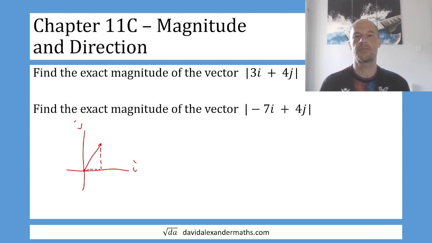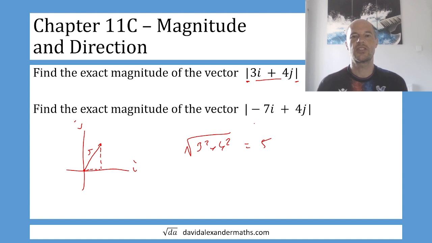Well, we're just going to use Pythagoras. By the way, these lines here, that is what is used to represent the magnitude of what's between it. So using Pythagoras, that's going to be the square root of 3 squared plus 4 squared, so that is 5. So the vector 3i plus 4j has a magnitude of 5.